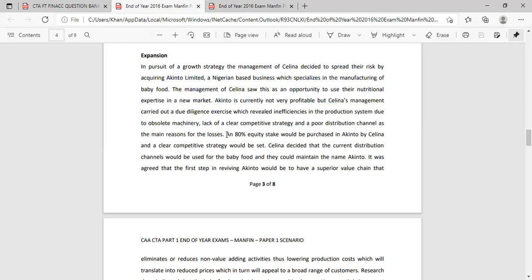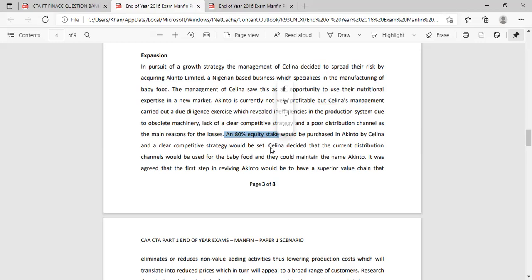Okay, the next thing to take note, they're telling you an 80% stake would be purchased in Akinto by Selena, and a clear competitive strategy would be set. This 80% stake means a majority interest is being acquired. So when you have a majority interest, if you acquire a majority interest, you will generally use the free cash flow method as your valuation method. Okay, so just take note of that.